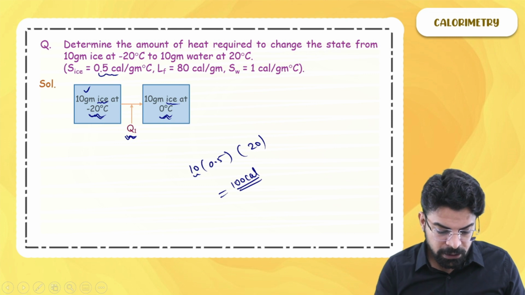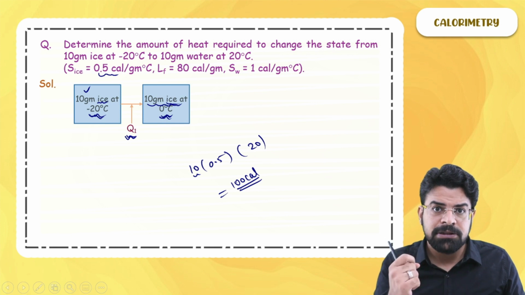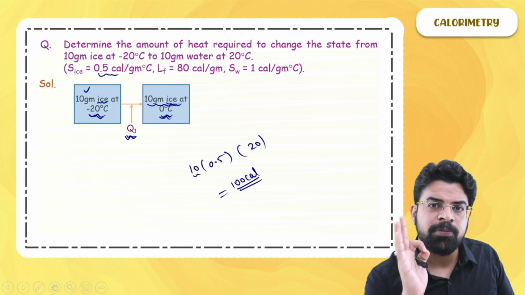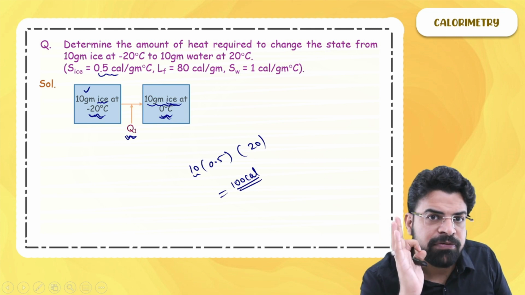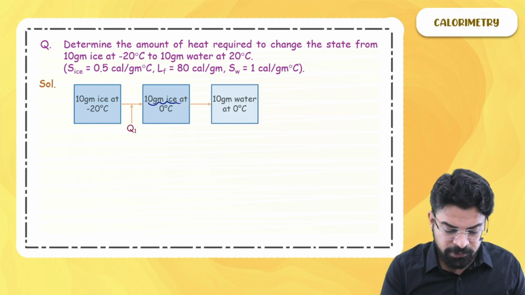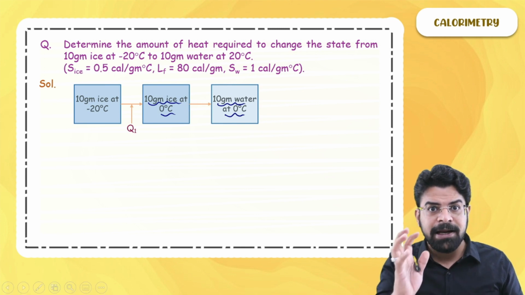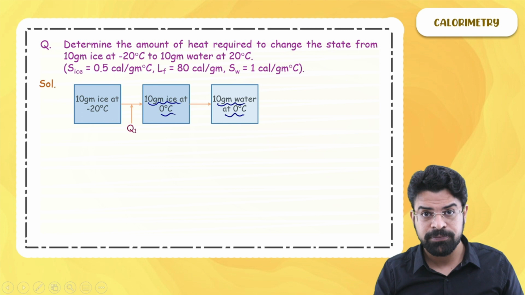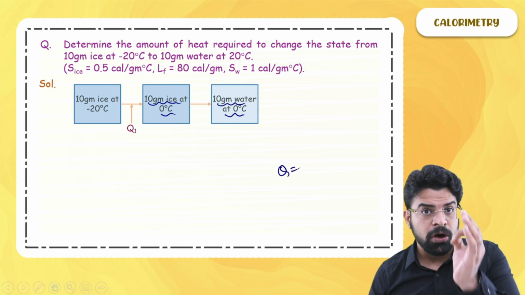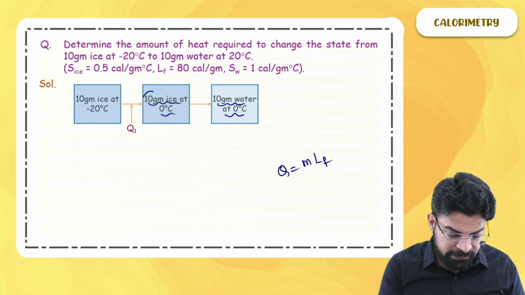Then, once you have got 10 gram ice at 0, what happens next if you keep on providing heat? Sir, once we have got ice at 0, if we further provide heat, the ice starts to melt. So as to convert 10 gram of ice at 0 into 10 gram of water at 0, you have to provide heat to do the phase transformation. We know that the amount of heat required to convert from solid to liquid is given by mass times the latent heat of fusion. The mass is given as 10 gram.